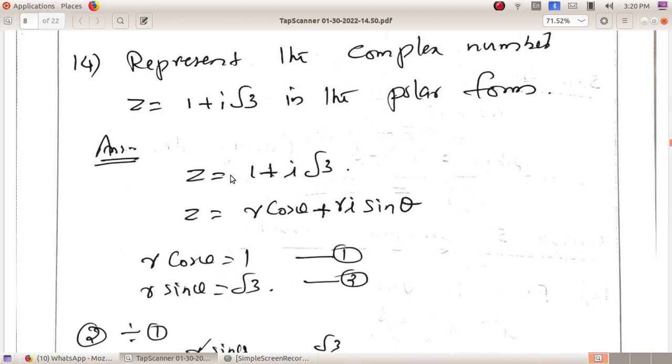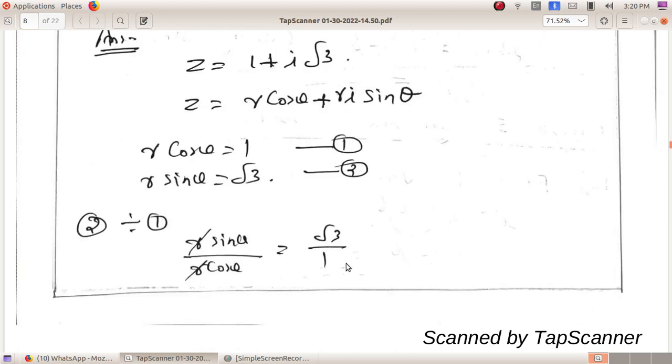Represent the complex number z equal to 1 plus i root 3 in polar form. So we are taking z is equal to 1 plus i root 3. What is the formula for polar form? z equal to r cos theta plus i r sin theta. So there is plus symbol, there is plus symbol. So left side of plus means what? r cos theta, here 1. So r cos theta is equal to 1. Similarly, r sin theta is equal to root 3.